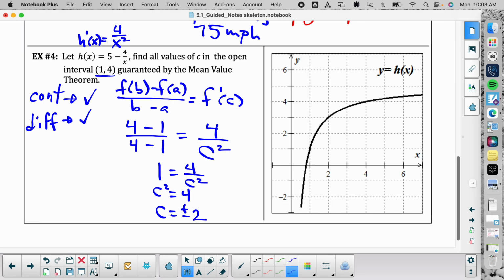Our goal is to figure out where the instant slope is equal to the average slope. The instant slope is the derivative equation. The average slope was what we kind of calculated. So for us to figure out when it's equal, we set the equation equal to the number. One more person. Is the slope negative 4? Nope. The derivative equation was positive 4 over x squared.